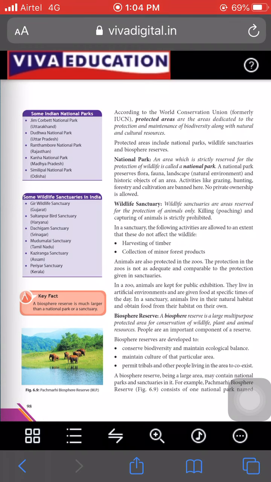Okay, so the first protected area that is made by a government with the help of government is the national park, an area which is strictly reserved for protection of wildlife.